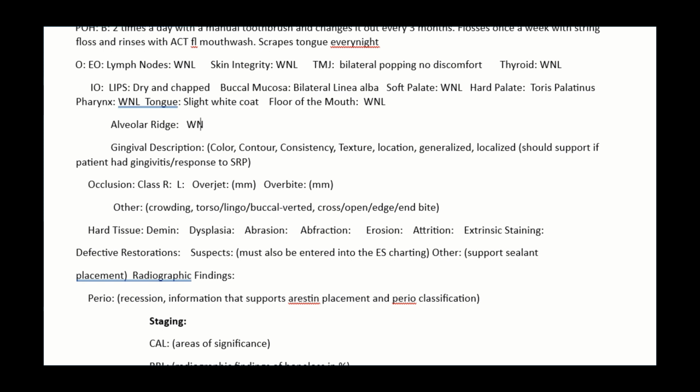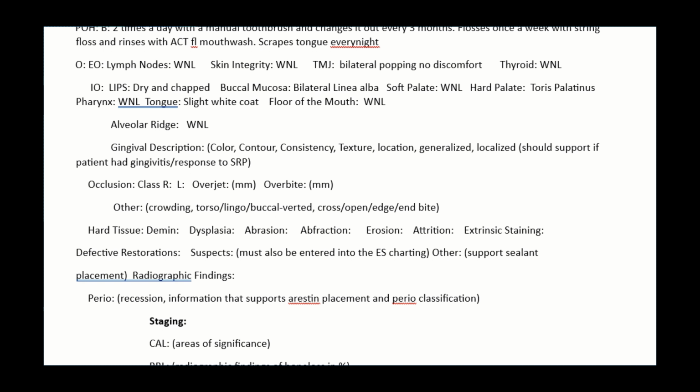Alveolar ridge within normal limits. Now, when we get to the gingival description, it's important that we do a generalized gingival description through the color, the consistency, the contour, the texture. And that kind of gives us an idea of the overall gingival description. If you have an area that stands out, that's when we localize it.